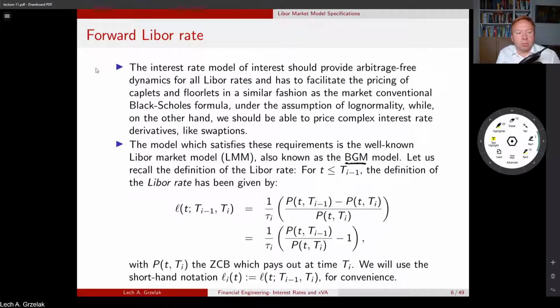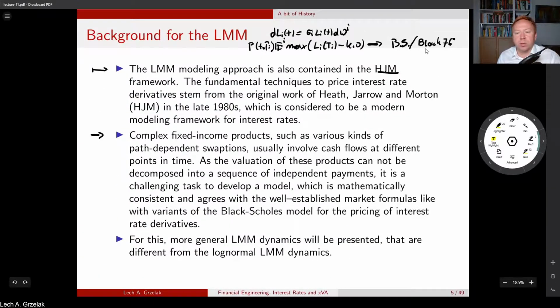So the concept of developing a new model is that it should provide arbitrage-free dynamics for all the Libor rates and has to facilitate the pricing of caplets and floorlets in a similar fashion as the market conventional Black-Scholes formula. And this was related to what I just mentioned, to this equation. So in the market in the past, or actually even now, if you have an option on a caplet, so an option on the Libor rate, then assuming lognormality for the Libor dynamics, of course, these days with an additional shift parameter, you should be able to price with the Black-Scholes model.